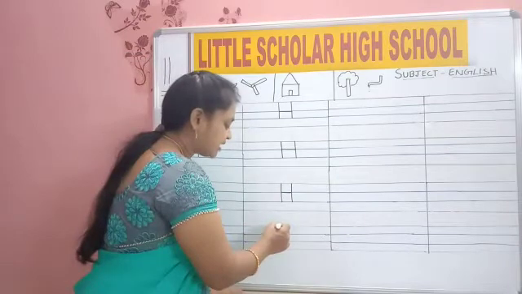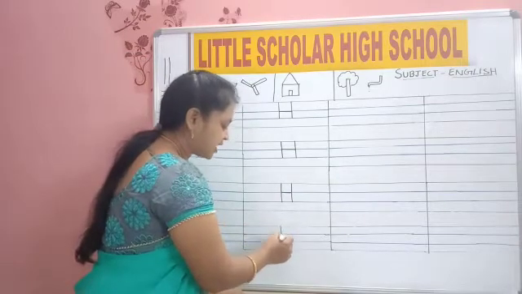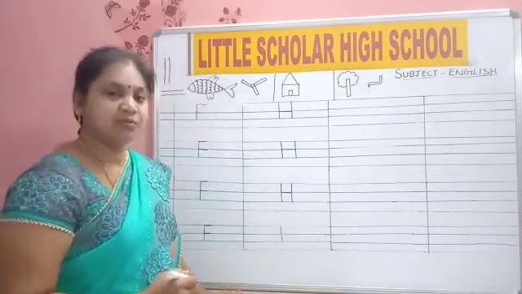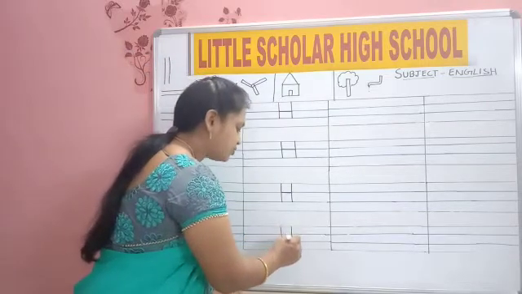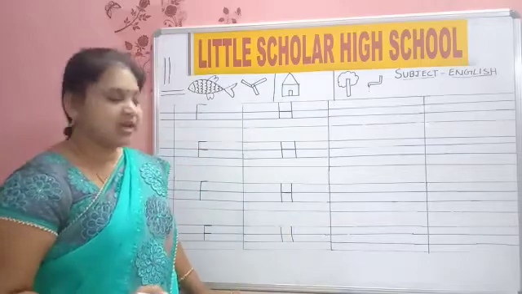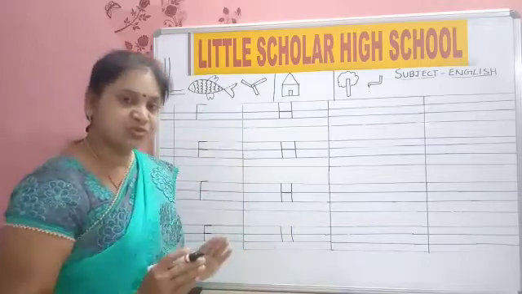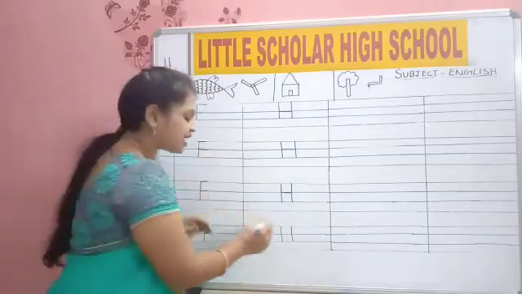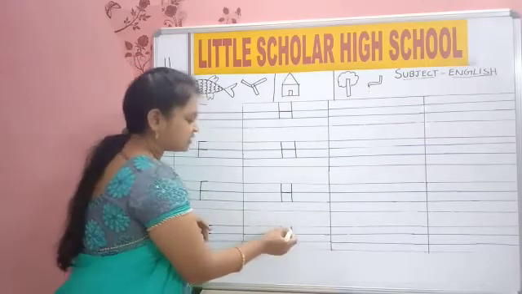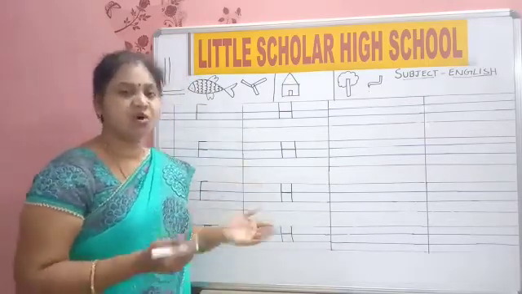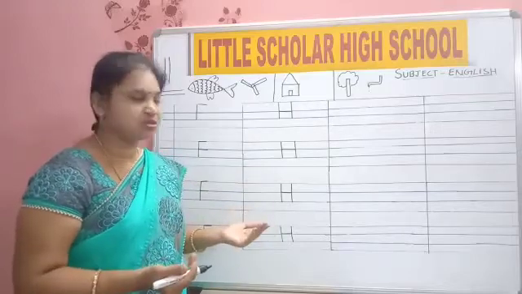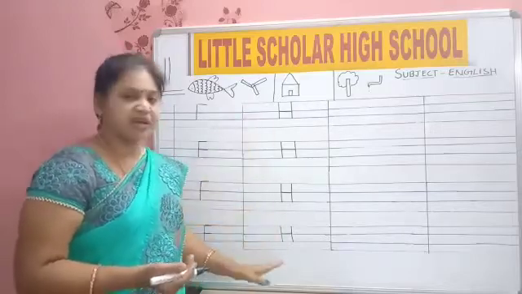Once again. One standing line from red line to second blue line. One more standing line from red line to second blue line. Now after writing these 2 standing lines, one sleeping line in between. This is capital H. H for hut, H for house, H for horse. Understood, children? This is the way of writing H.